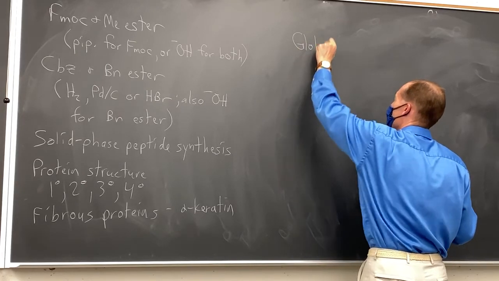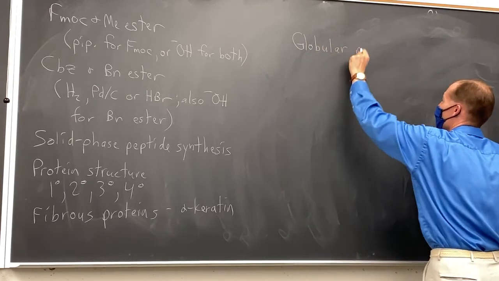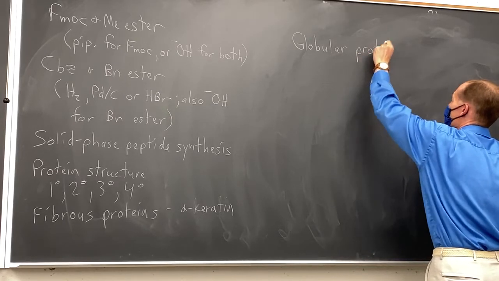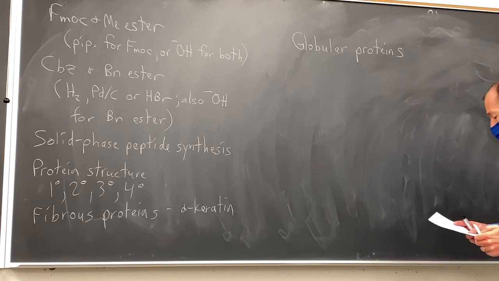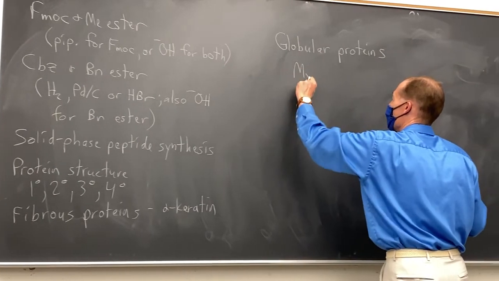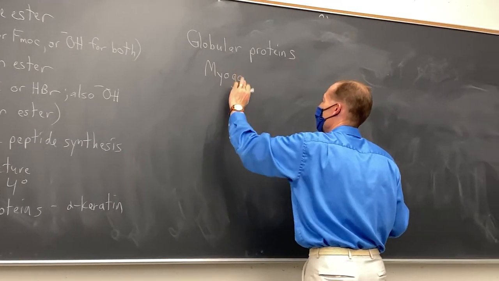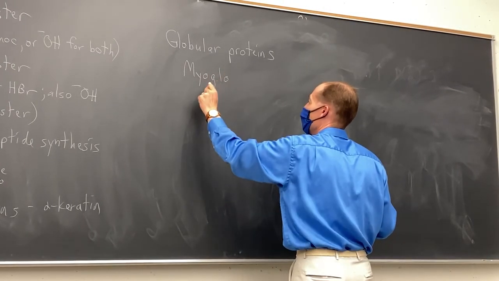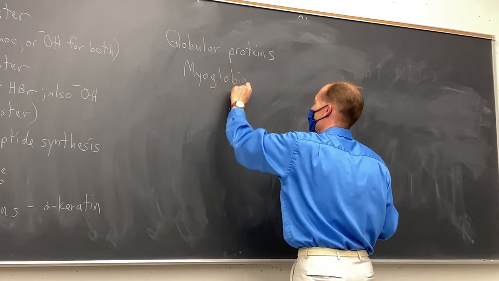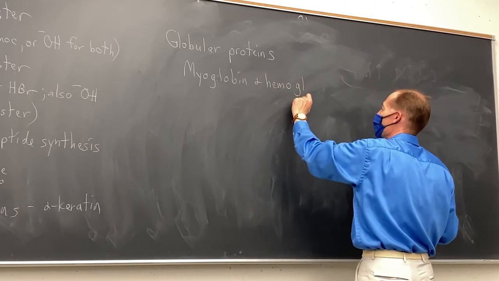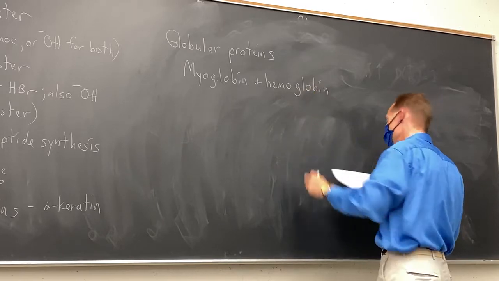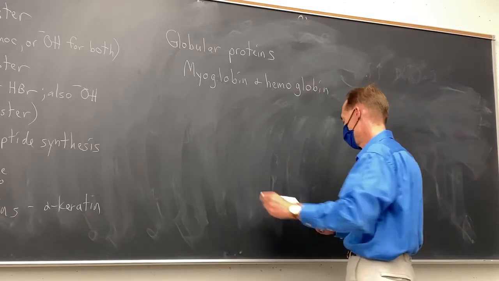Our other category are water-soluble proteins. And so those have different roles in nature than our fibrous proteins. And then our examples there that we went over were myoglobin and hemoglobin. And there was some vocabulary that we learned in conjunction with these proteins.